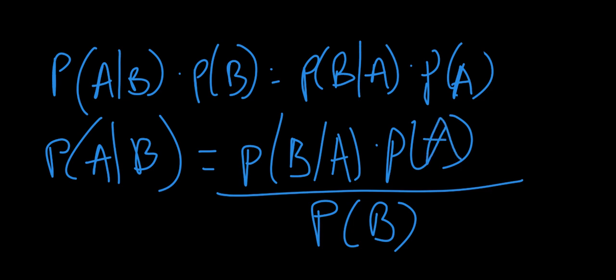Now, in most questions, you won't be given the probability of B happening. Yeah, in most questions, they won't give you the probability of A and B happening. Okay, so now how do we get the probability of B happening?